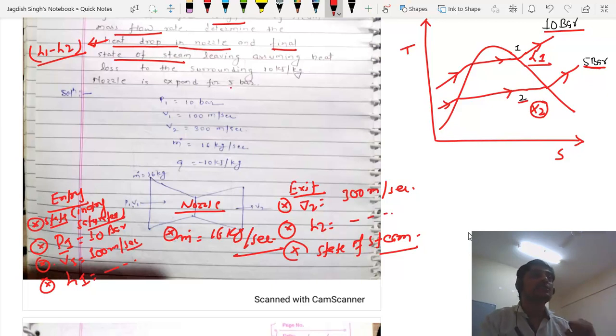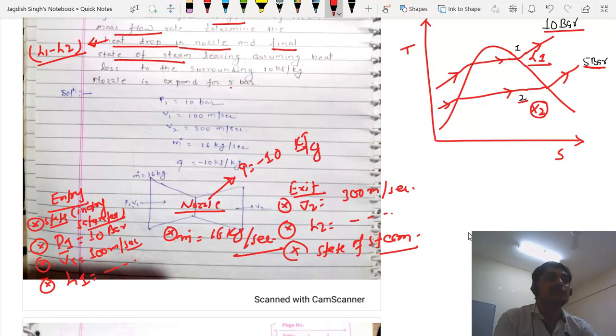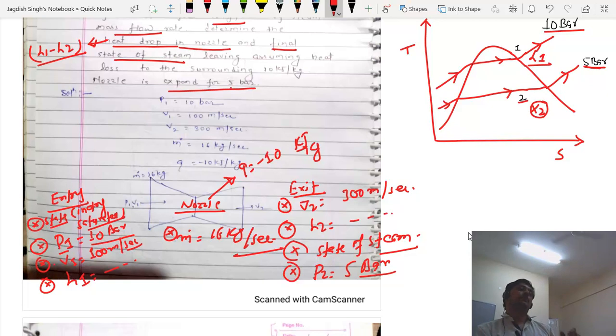So we have to find the state of steam leaving, assuming heat loss to surrounding is 10 kilojoule per kg. That means nozzle is not insulated. Nozzle rejects heat to surrounding. This is Q equal to minus 10 kilojoule per kg to the surrounding. And in this nozzle, the steam expands up to 5 bar. That means at an entry, this is 10 bar. At an exit, this pressure becomes 5 bar. So this is all about the problem.